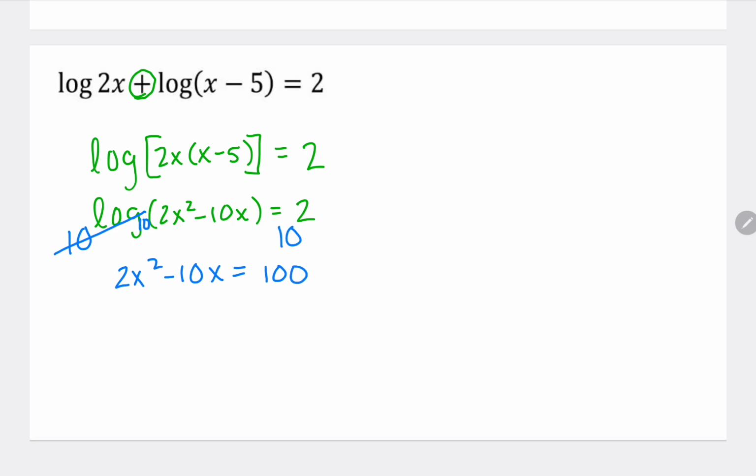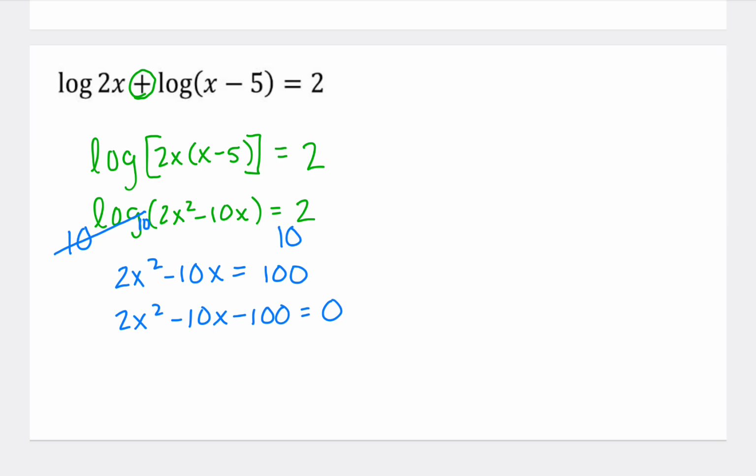Well, now we have a quadratic equation, and to solve a quadratic equation, we need to make sure that the equation equals 0 first. So I'm going to subtract the 100 from both sides of the equal sign to make it equal 0. And there are multiple ways you can solve this. My 2 favorite ways are by factoring or by using the quadratic formula.